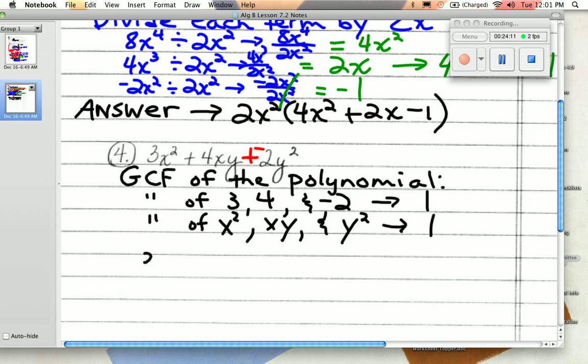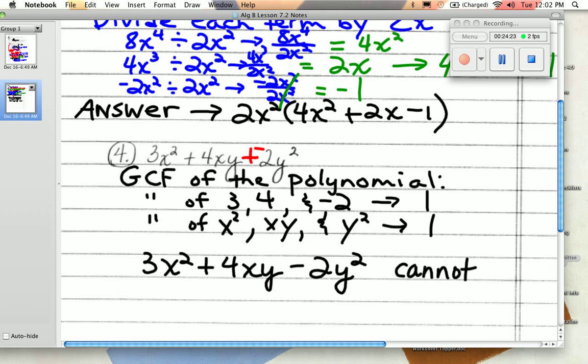3x squared plus 4xy minus 2y squared cannot be factored by the GCF. Doesn't mean it can't be factored another way, but we don't know how to do those ways yet. So we're not going to worry about those. We're just going to say it cannot be factored by the GCF. This is as good as it's going to get for right now until I know more.